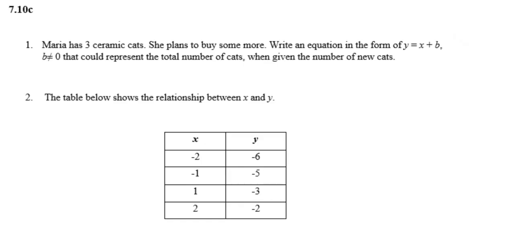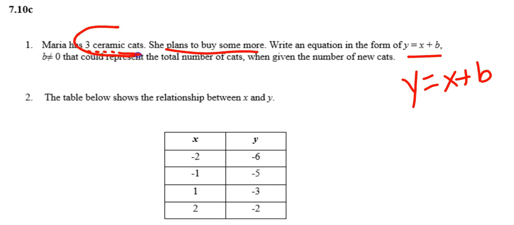Okay. 7.10C. Now we're looking at the equation y equals x plus b. So we're not looking at proportional relationships anymore. We're looking at additive relationships. And we're writing an equation for that. It says Maria has 3 ceramic cats and she wants to buy some more. So we're going to write an equation for that.